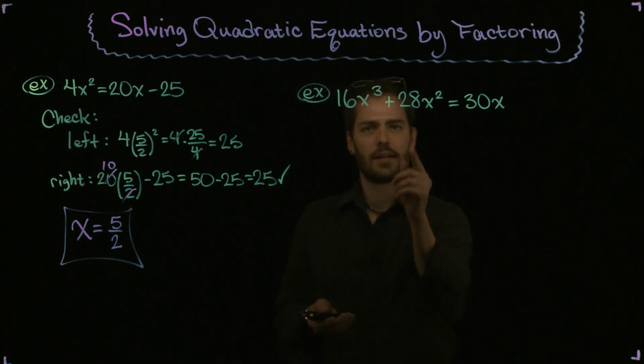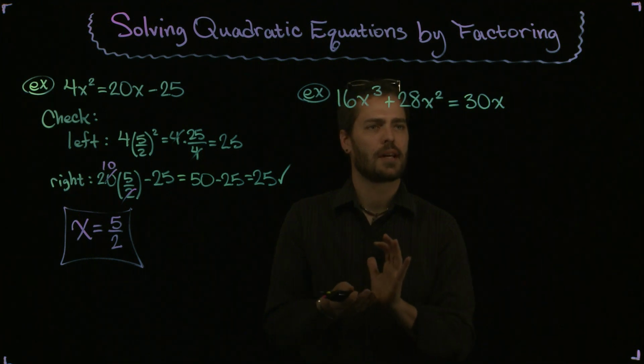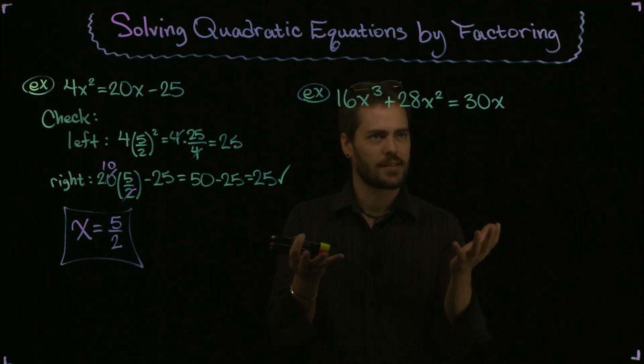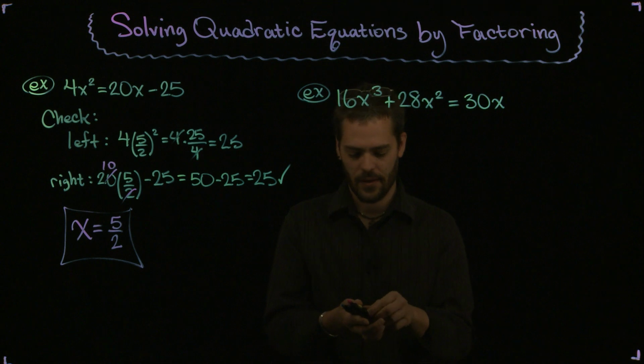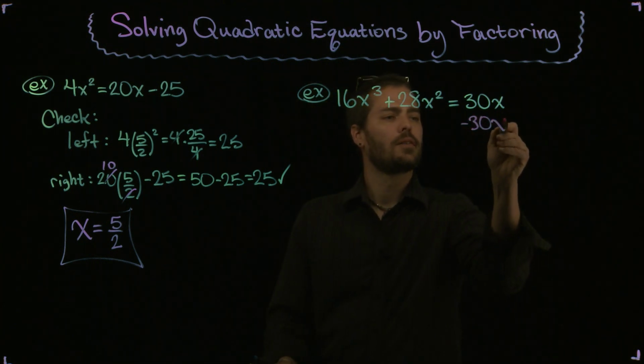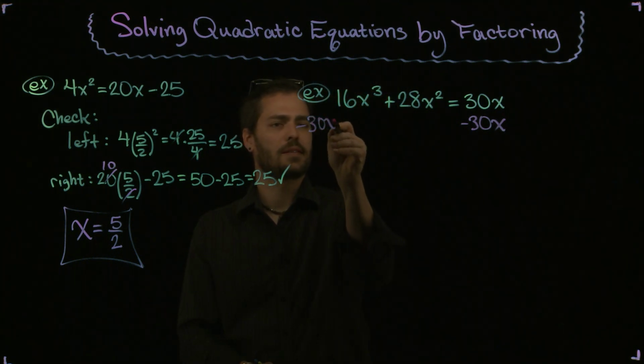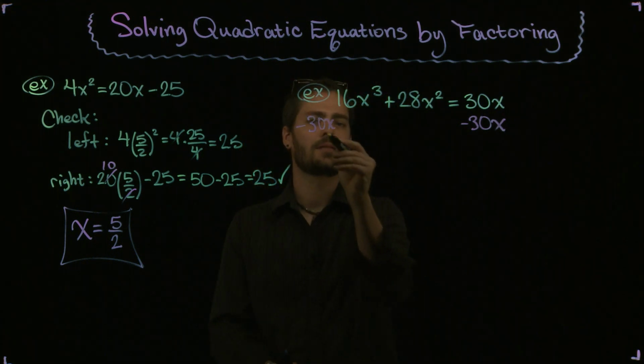Okay, let's take a look at this next one. 16x cubed plus 28x squared equals 30x. I still need this 0 on one side of the equation or the other. So I'm going to start by getting rid of this 30x over here. It doesn't add with any of these things, so I'm just going to put it off to the side just to remind myself it is not a like term.